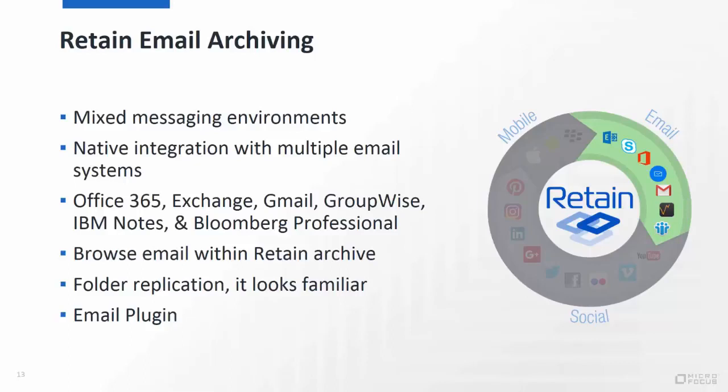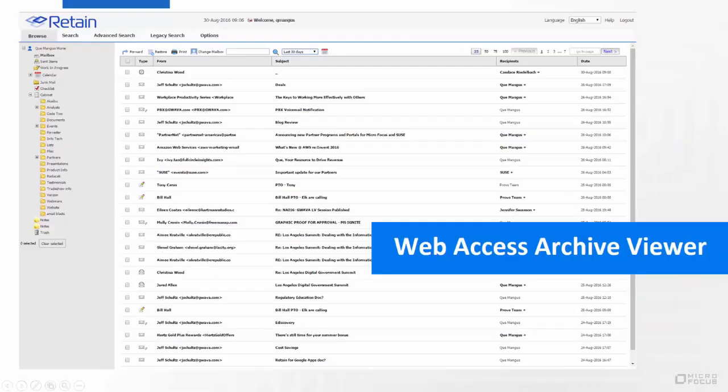So once again, the supported platforms are Exchange, Office 365, and then Skype for Business is supported because that's routed through Exchange and Office 365. GroupWise, Gmail, Bloomberg Professional, and IBM Notes are all the email systems that we support.